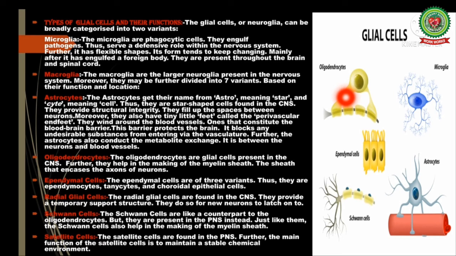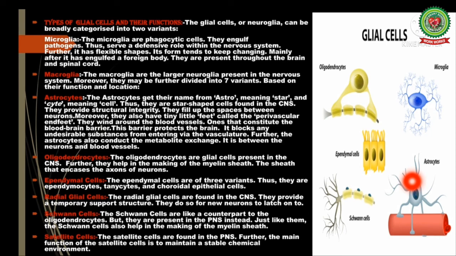Macroglia. Macroglia are larger neuroglial cells that are present in the nervous system. Moreover, they may be further divided into 7 variants based on their functions and locations. The first one is the astrocyte. The astrocytes get their name from astro meaning star and cyte meaning cell. Thus, they are star-shaped cells found in the central nervous system. They provide structural integrity. They fill up the spaces between neurons. Moreover, they also have tiny little feet called the perivascular end feet.